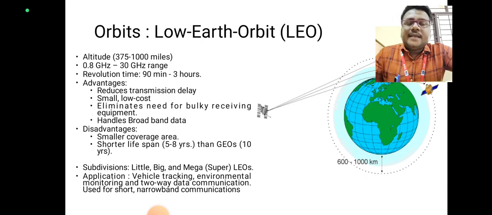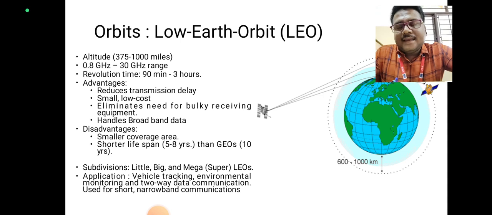Next is the types of orbits. There are 3 main categories of orbits. One is the low Earth orbit, the next one is the medium Earth orbit, and the third one is the high Earth orbit. In low Earth orbit, the altitude range is around 375 to 1000 miles, and the frequency used here is up to the limit of 30 gigahertz.